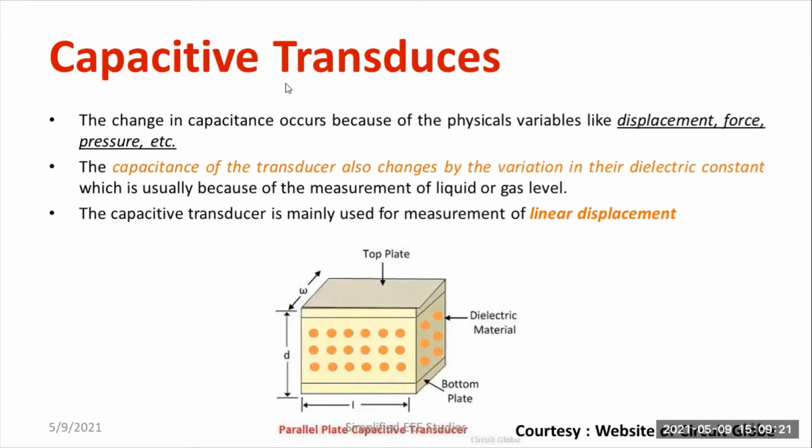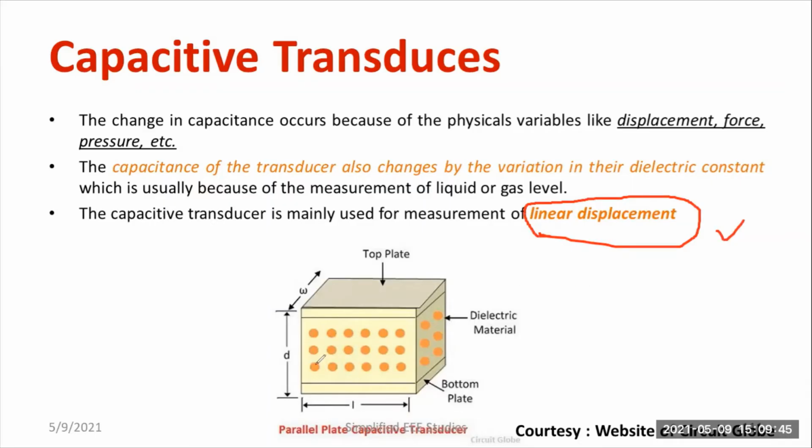Let me continue the discussion. As you know, you can measure displacement, force, pressure, etc. The capacitance of the transducer also changes by the variation in the dielectric constant. That is another peculiarity. Mostly we use the capacitive transducer for measurement of linear displacement. Not only linear displacement, you are able to measure angular displacement also.